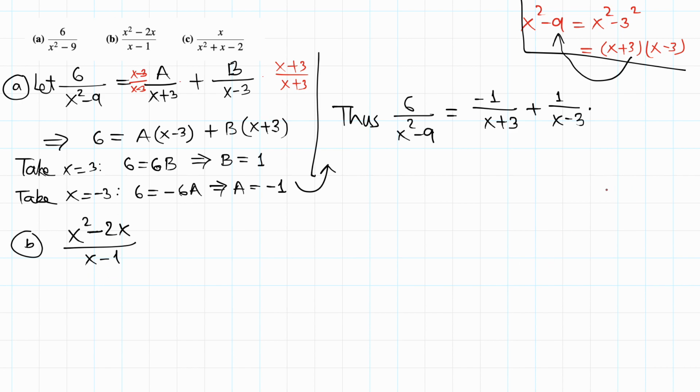It's like when we write 5 over 3: 3 goes into 5 one time, remainder 2, over 3. So 5/3 is the same as, in terms of a whole number, 1 and 2/3. So let's do the same type of work. Long division: x squared minus 2x, we divide by x minus 1.